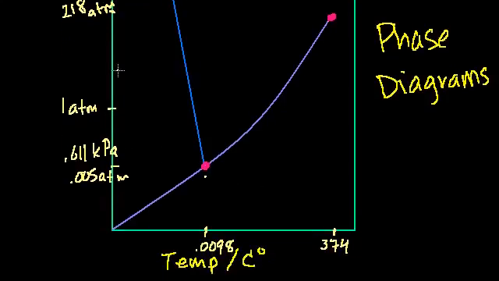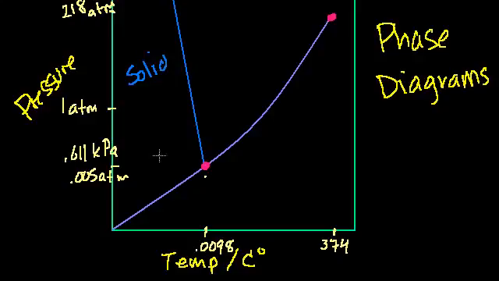So just to understand what's going on here: on this axis I have pressure. On the x-axis I have temperature. And at any given point, this diagram will tell you whether you're dealing with a solid, a liquid, or a gas. So solid will be here. A liquid will be here. Or a gas.